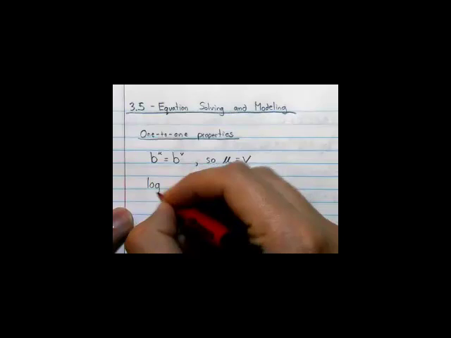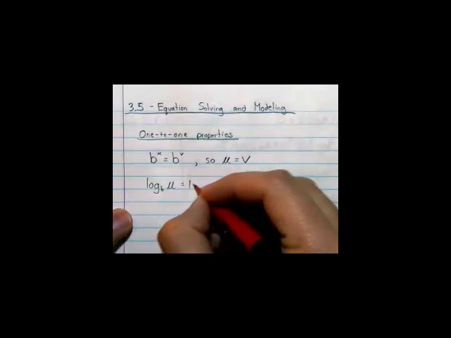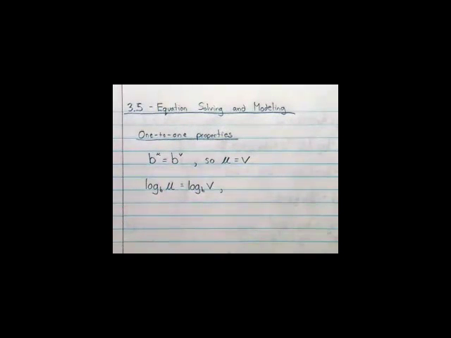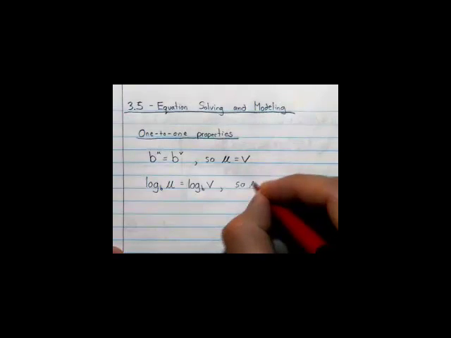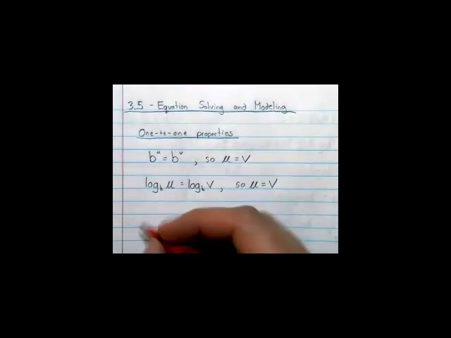Similarly, if you have two logs that have the same base that are equal to each other, then it's essentially the same conclusion, right? Log base b of u equals log base b of v. So then the u and the v would have to be the same thing to make those two things equal. All right, so we're going to see if we can solve some equations by hand doing this.